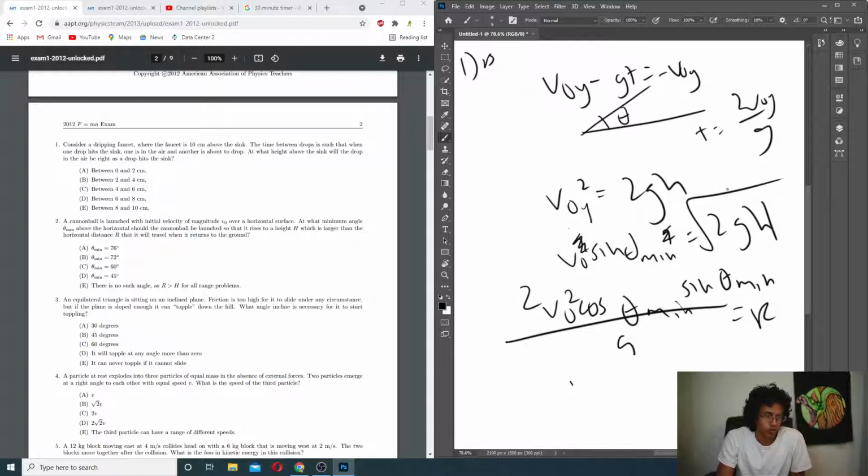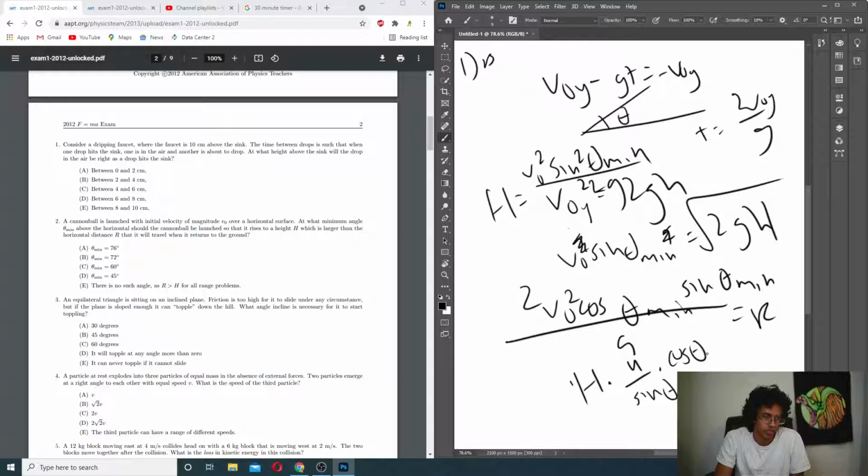Okay, let's just solve for g, or h. So h is equal to v0 squared sine squared theta min over 2g, right? So to get from h to r, we basically had to multiply by 4 and divide by sine theta min and multiply by cosine theta min.